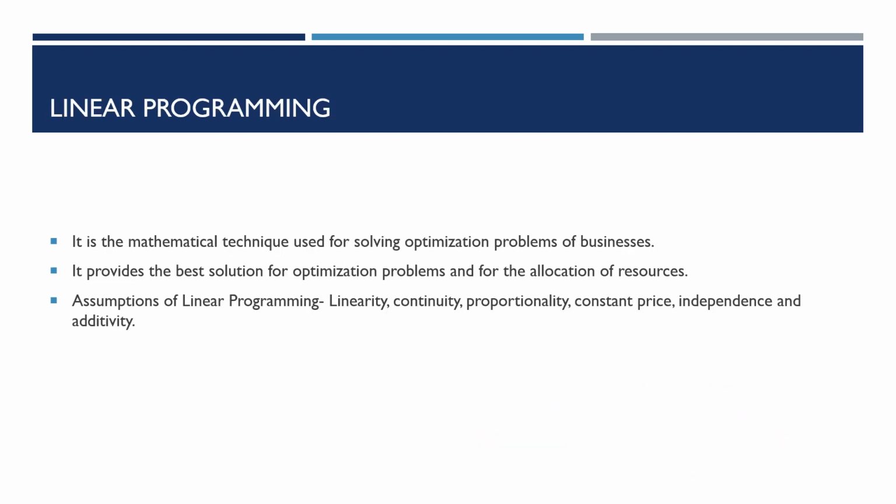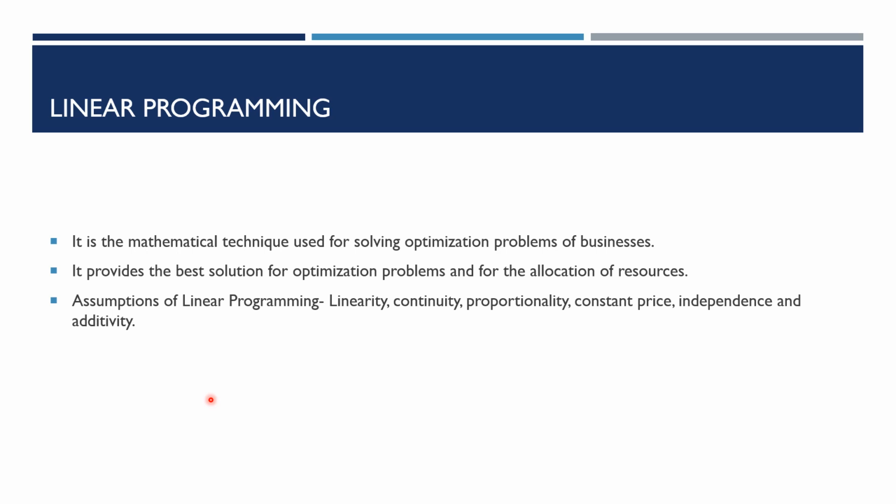The last tool is linear programming. Linear programming is a mathematical technique that is used for solving optimization problems for the business. It not just helps in solving the optimization problem, but it also helps in the allocation of resources. There are some assumptions in case of linear programming, which are linearity, continuity, proportionality, constant price, independence, and additivity.